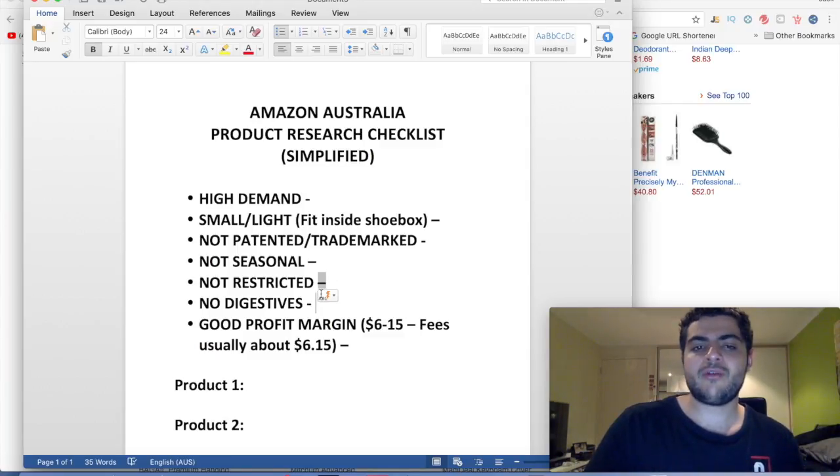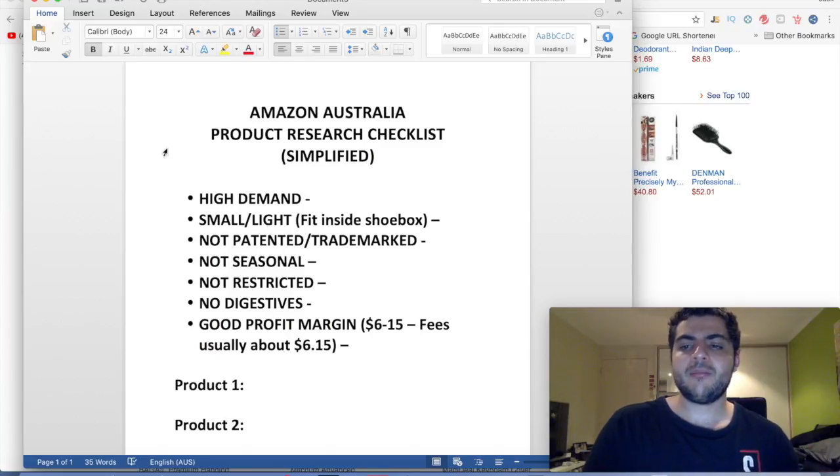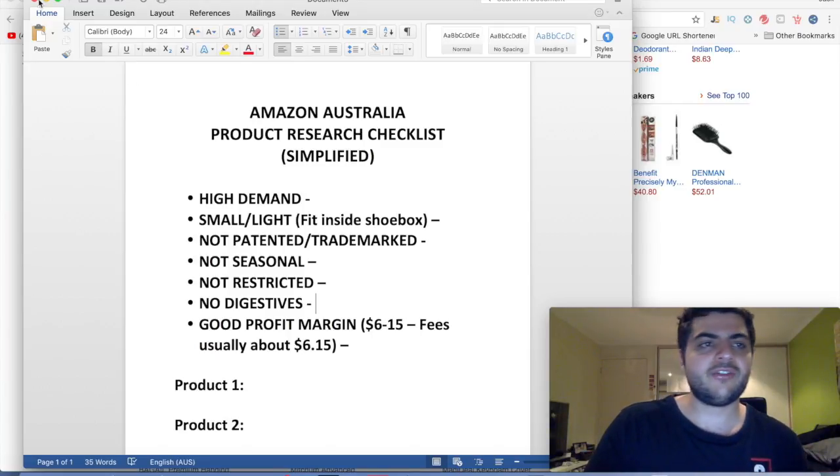That's why I say steer away from digestive, but things like creams and just things that you rub on the surface of your skin can more than likely be okay, as long as you check the FDA approval, and you have to check with Amazon. You can just contact seller support before you get it in to make sure that you can actually sell it. So we'll put that one there as well, no digestive.